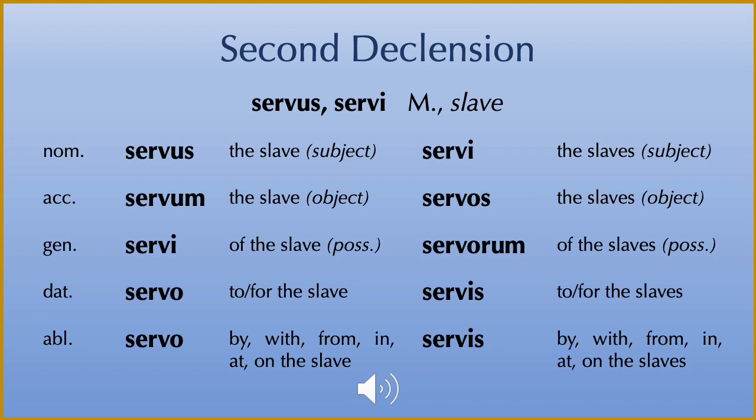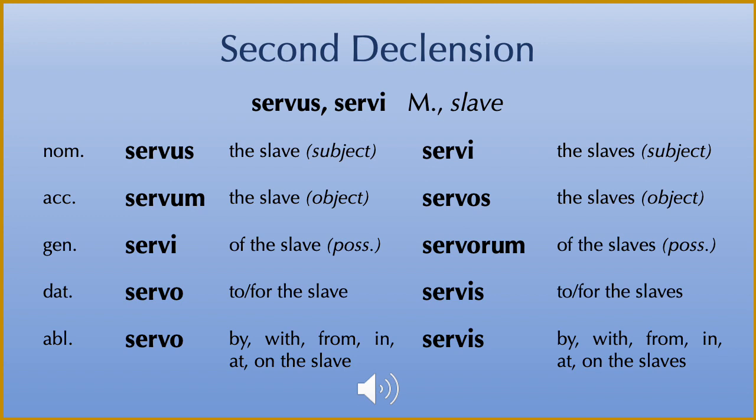Notice that the genitive singular and the nominative plural forms, servi and servi, are the same, just as they were for the first declension, where we have -ae in the genitive singular and -ae in the nominative plural. The dative and ablative plural forms are exactly the same as for the first declension. In the accusative plural, rather than ending in -as, it ends in -os. And rather than -arum in the genitive plural, we have -orum.